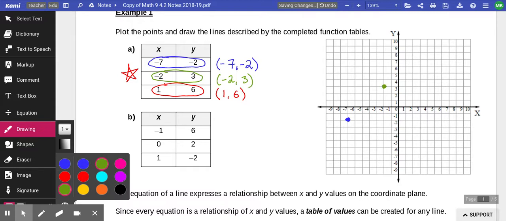And the red one was 1, 6. That means 1 to the right, 6 up. You get a point right there. Awesome. If you notice, these 3 points actually make a nice straight line if you were to connect the dots. And they go right through like that.